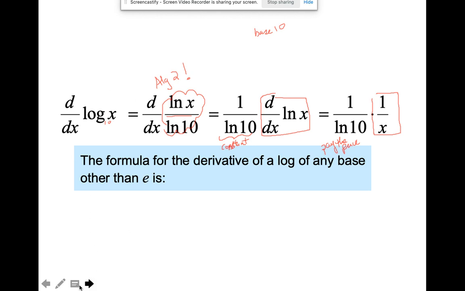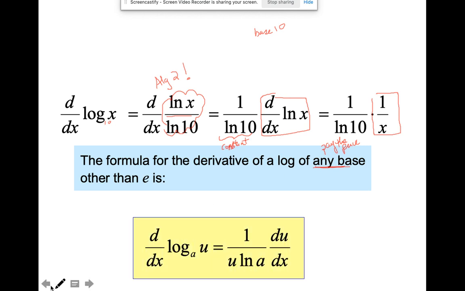So even though I showed this in base 10, again, this is any base. I really could have done this for any base. This is your derivative of logs formula, and it works for any base. The log of any base, the derivative, legal base, of course.